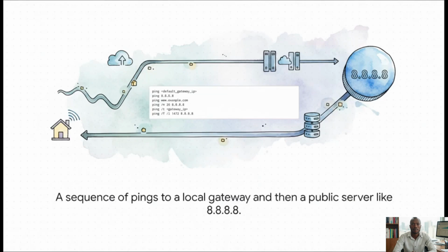And this right here shows you the perfect sequence. First, you ping your own gateway. Remember that address we found with ipconfig? If that works, you know your local connection is solid. Then, you ping a super reliable public address, like Google's DNS server at 8.8.8.8. If that works, you know for sure you can reach the wider internet.